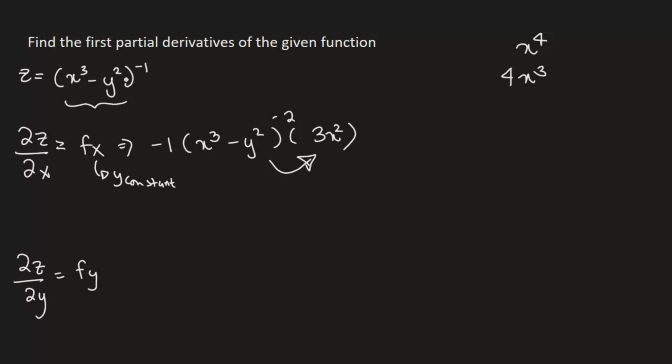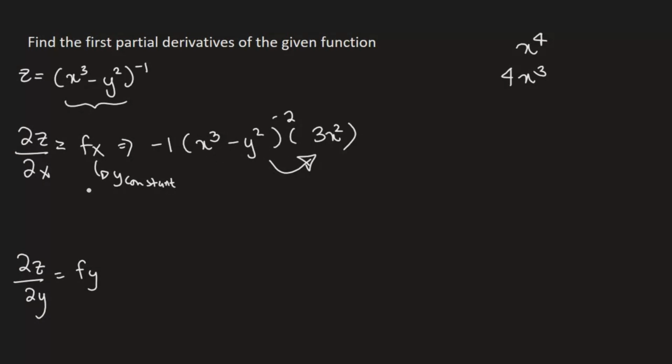Let me explain once again. What I did, I took the derivative of this just like x to the power of 4, so 4x cubed, right? I took the derivative of this, bring 1 down, and this function remains the same, and then subtract 1 from it. And since it's a chain rule, it's a function to the power of something. So for that, I'm going to have to multiply by the derivative of the inside function. The inside function is x cubed minus y squared.